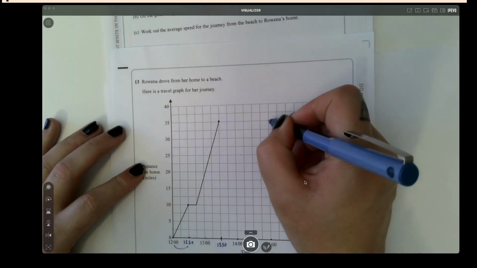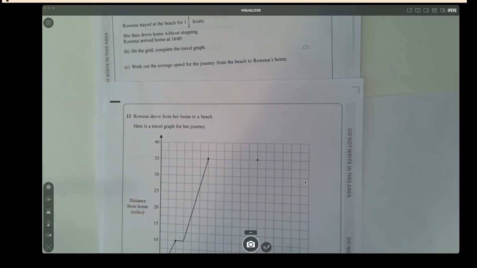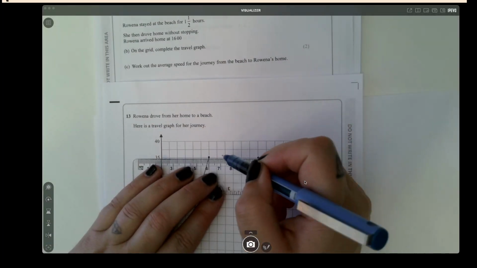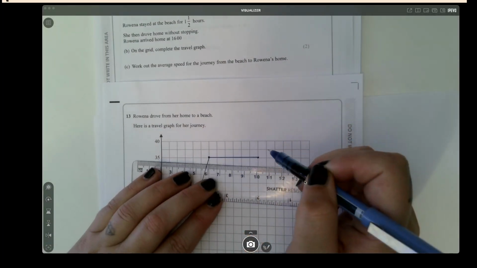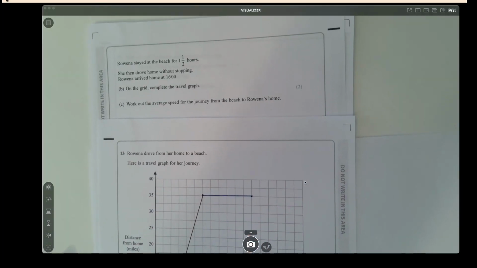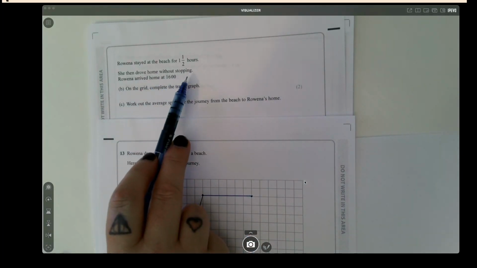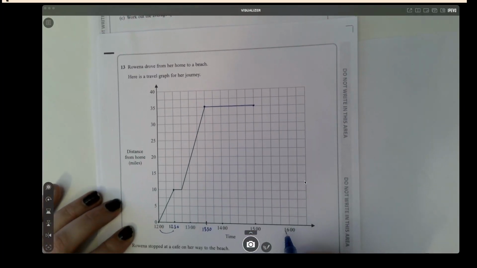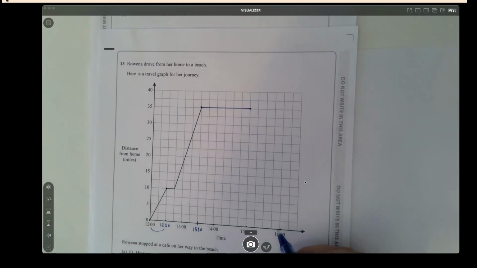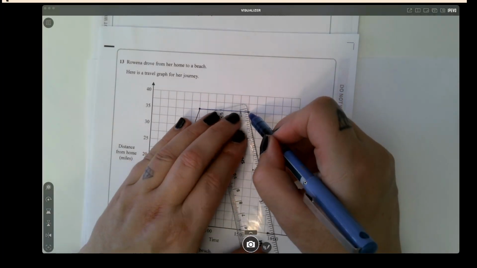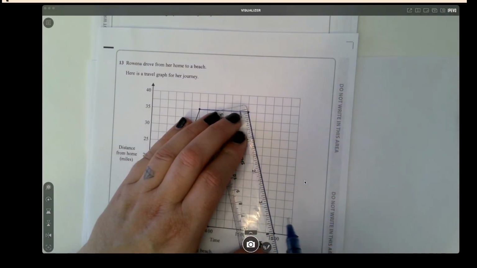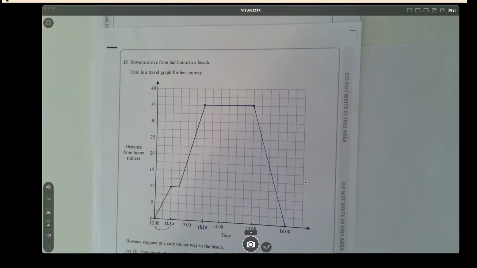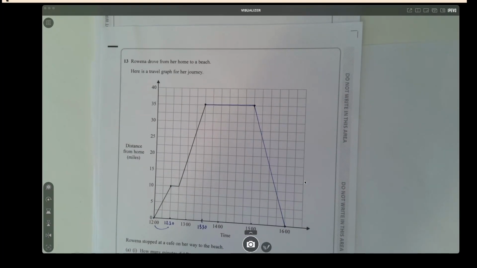So if we follow that up, we need a stationary horizontal line here for staying at the beach for an hour and a half. Then she drove home without stopping and arrived home at 1600. So 1600 is here. We're going straight from the beach to home, not stopping anywhere, so we're going to draw the line there like that. So that's part B.